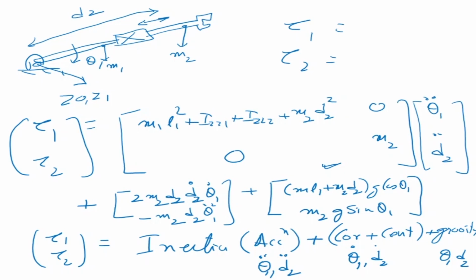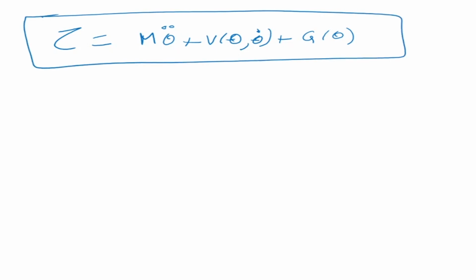So the total equation in general form is written as tau is equal to, this is the very general way of writing, M into theta double dot plus V into theta dot, plus G into theta. All the terms can be put under each of these, depending on whether they depend on acceleration, velocity, or position. And this is my total equation. So the dynamic equation is written like this.